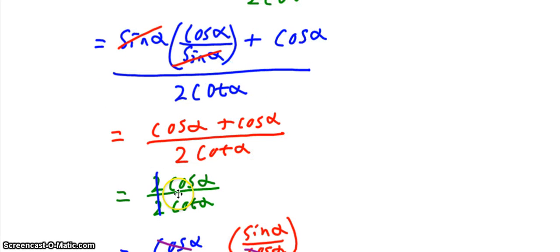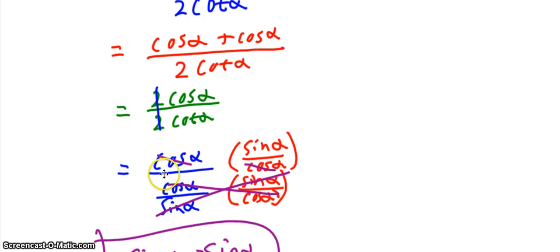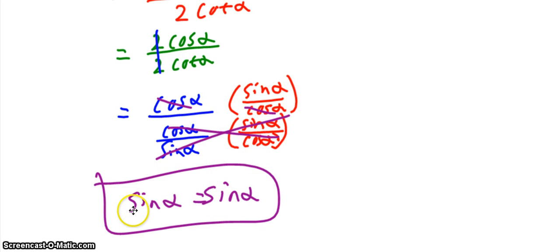But conveniently, cosine of alpha plus cosine of alpha is 2 cosine of alpha, so the 2's cancel now. Now I change everything to sines and cosines again, so I change the cotangent into cosine of alpha over sine of alpha. Since I have a fraction over a fraction, I multiply by the reciprocal of the denominator. Denominator goes away. Numerator, the cosines cancel, and I'm left with just sine of alpha. That's it.